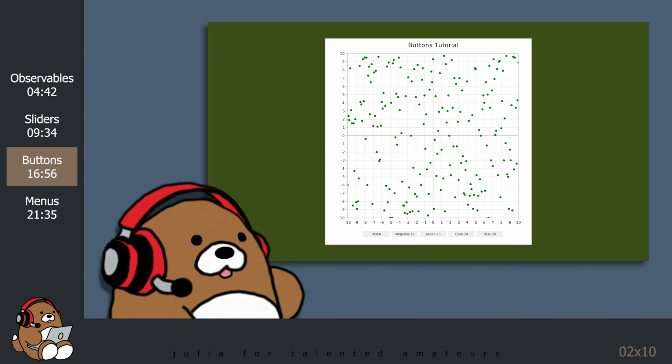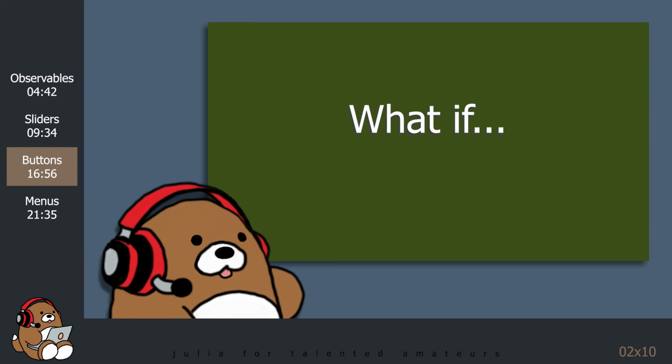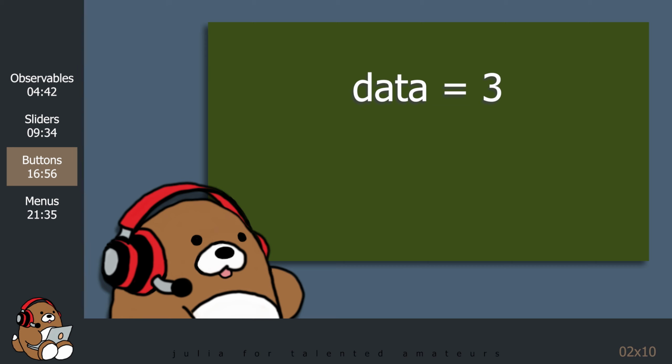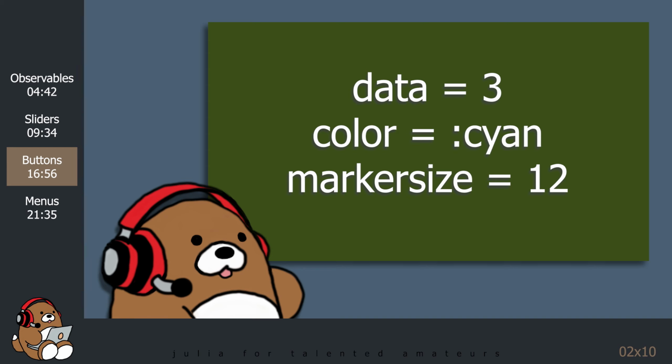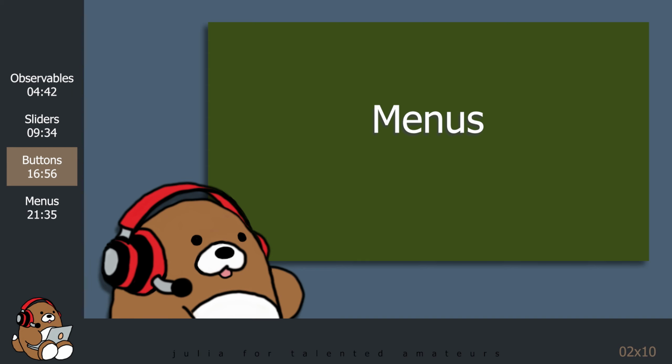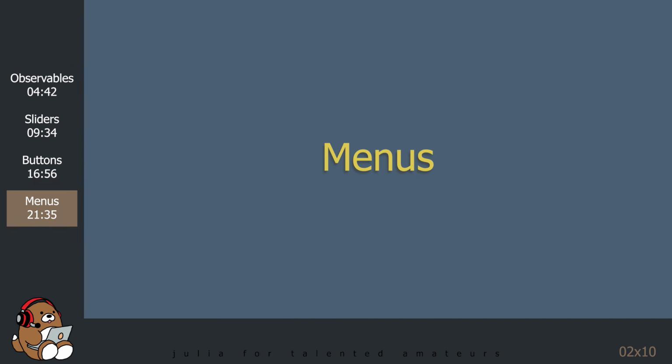So, those buttons were cool, but what if we wanted to select the data, color, and marker size separately so that we can mix and match? For example, what if we wanted dataset number 3 in cyan with a marker size of 12? We can do that with menus, so let's take a look at doing that.